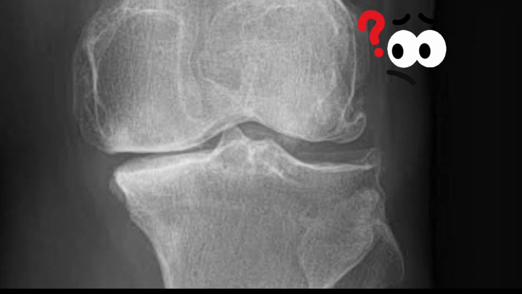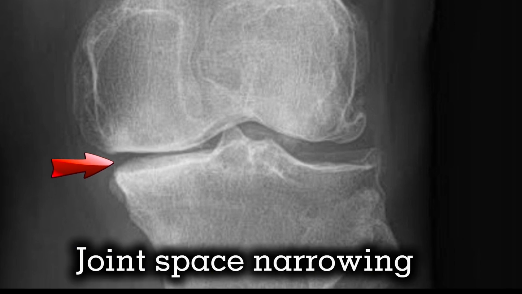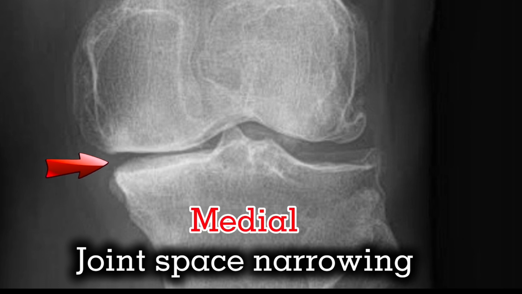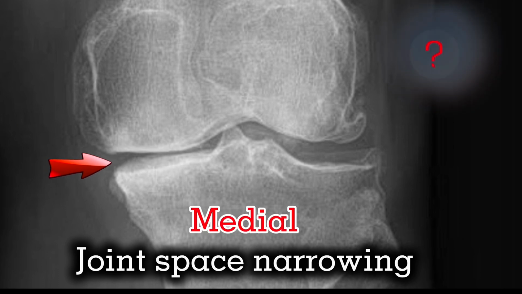Okay, now, can anyone point out the most apparent finding on these X-rays? Yes, Dr. Hassan, the joint space seems to be reduced in these X-rays. Absolutely correct. The joint space narrowing is a primary indicator of cartilage loss. More specifically, one should say that it is the medial joint space narrowing. But why is the medial joint space reduced more than the lateral side?